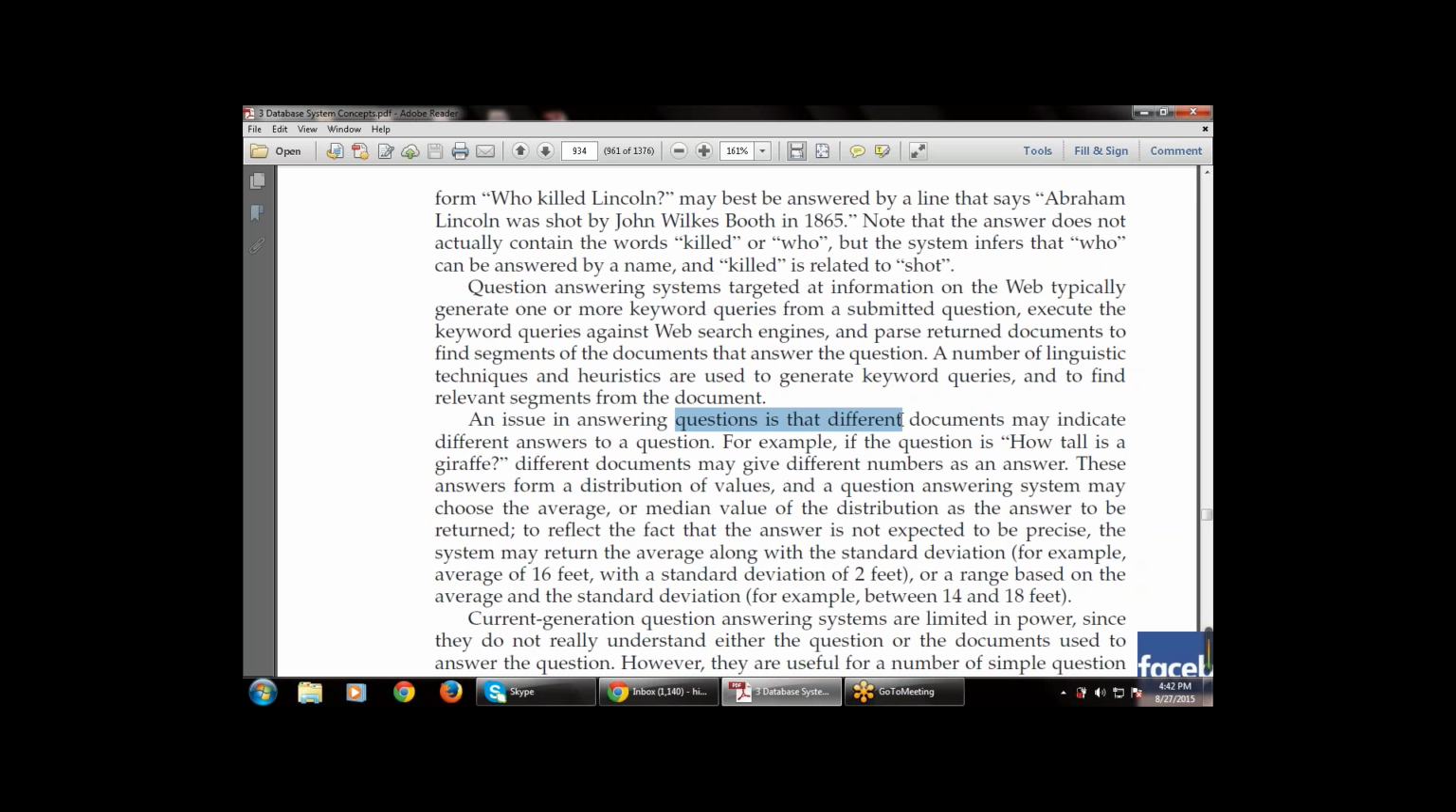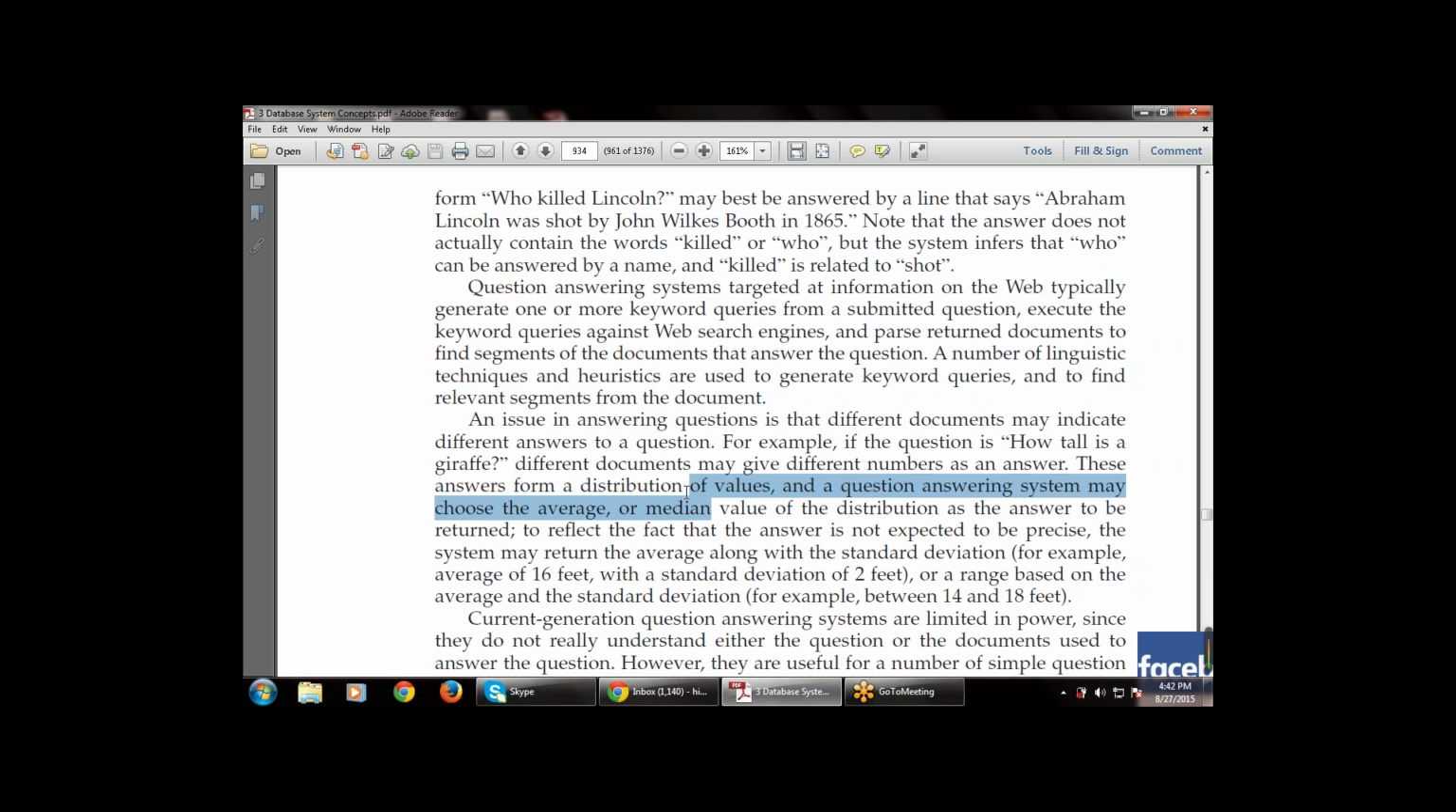An issue in answering the question is that different documents may indicate different answers to a question. That is, for a single question, different documents contain different answers. These answers form a distribution of values, and a question answering system may choose the average or median value of the distribution as the answer to be returned.